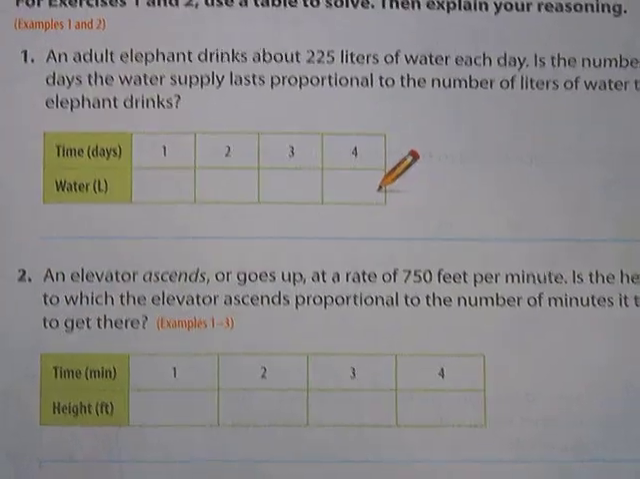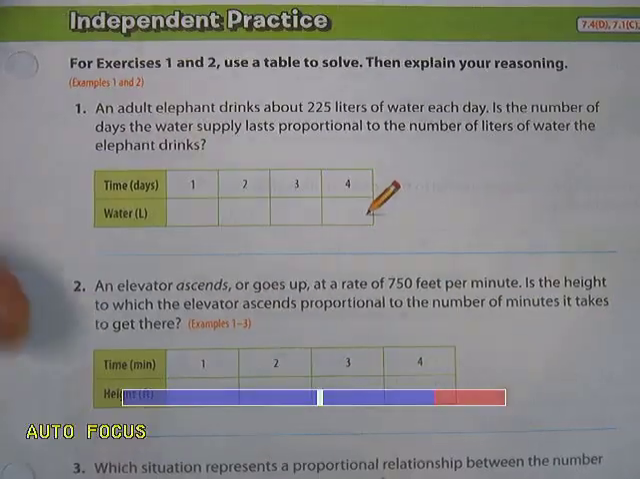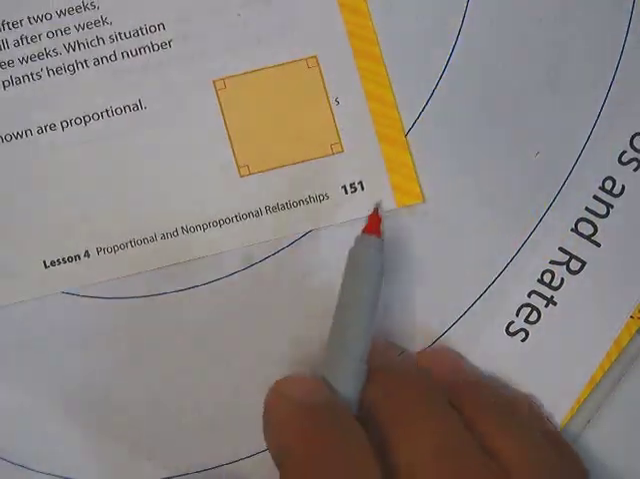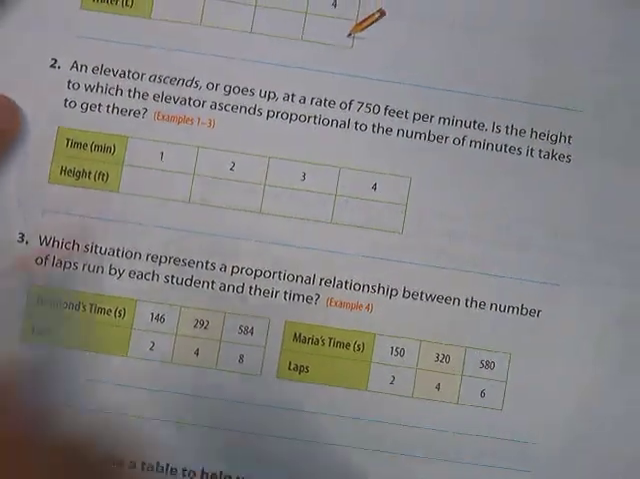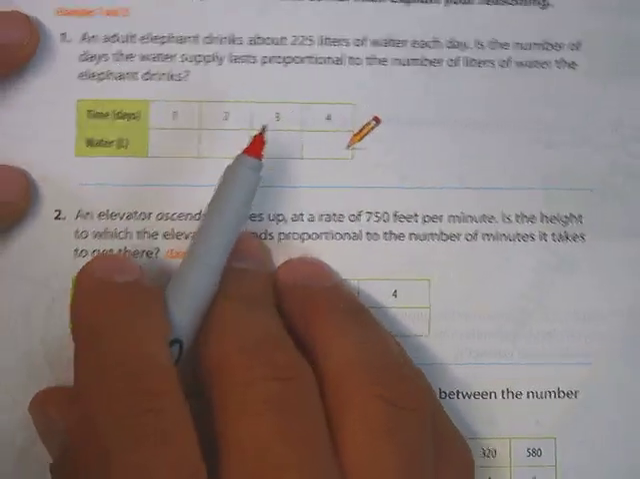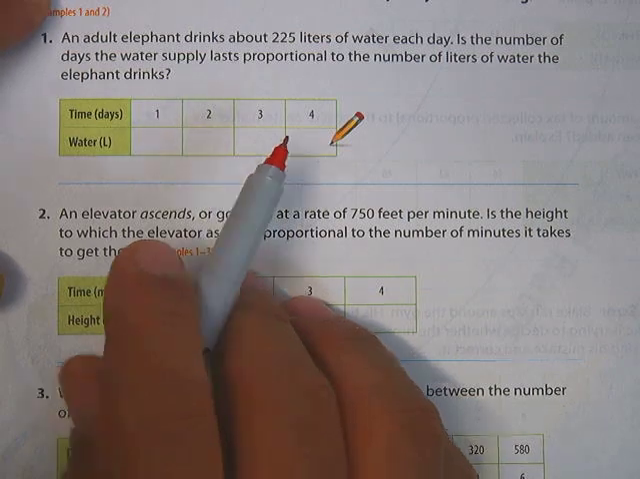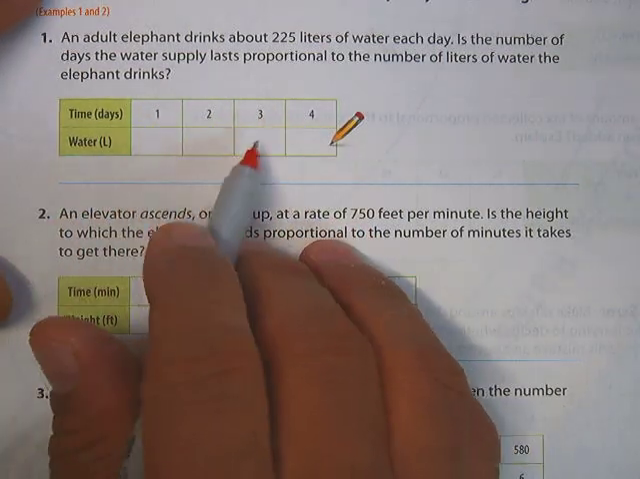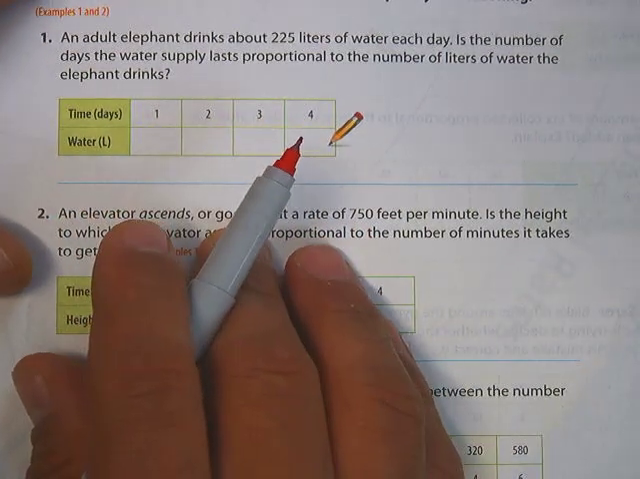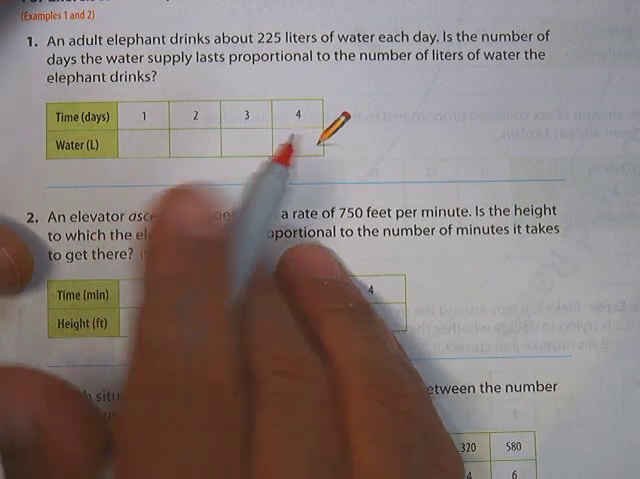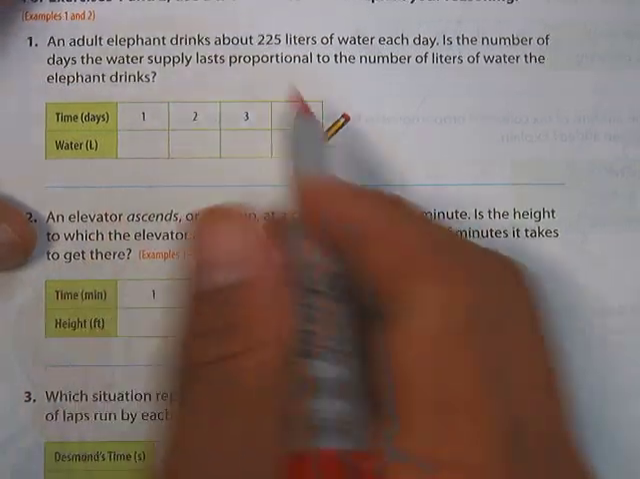Okay, today I'm going to help you with this assignment here. It's on page 151 for some of you. We want to know if on the table we can distinguish if the data is going to be proportional. Okay, and so let's see if we can.